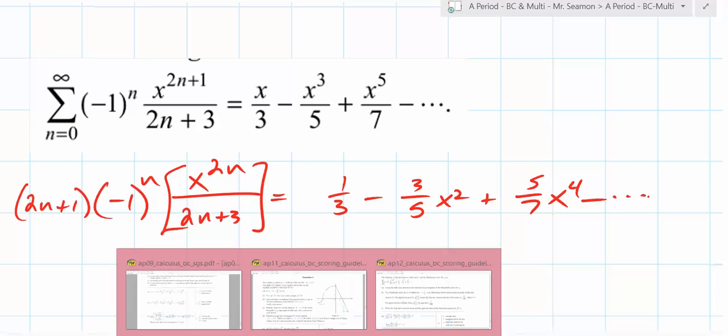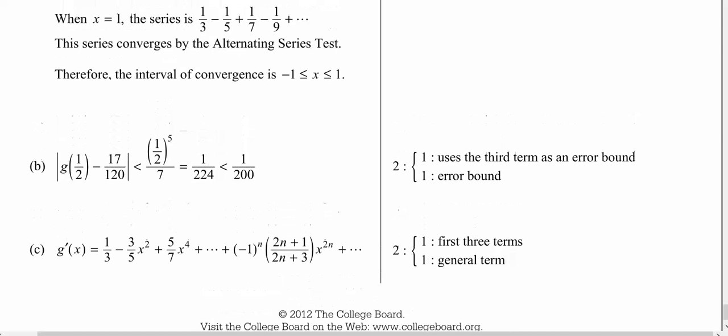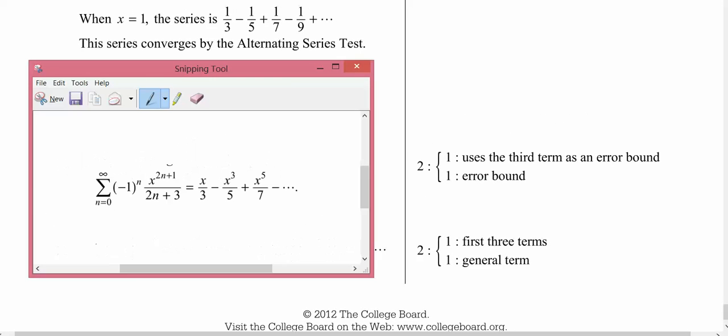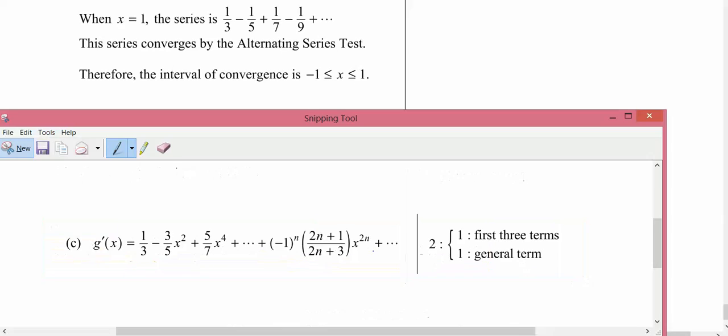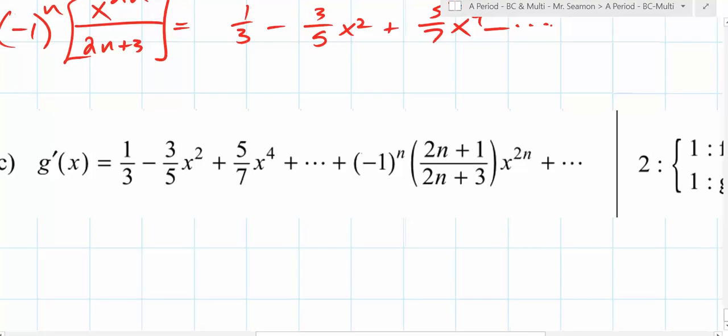Is it sometimes easier to just get your own general term after differentiation? Yeah, you absolutely could if you really wanted to. So look, they just write it out a little cleaner than this. Look what they give. How do you like this one? Oh, look, we're good. Yay.